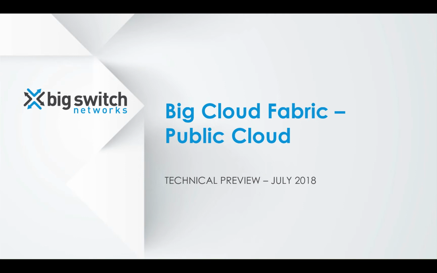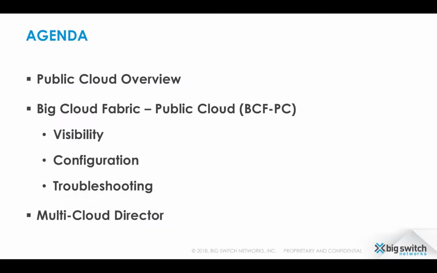Welcome to this preview of Big Cloud Fabric for Public Clouds by Big Switch Networks. We'll start with a brief overview of cloud networking before jumping into a demonstration of BCF Public Cloud's visibility, configuration, and troubleshooting capabilities. For BCF Enterprise Cloud users familiar with BCF workflows, BCF Public Cloud provides operational consistency with AWS. We'll close with a look at Big Switch's new Multi-Cloud Director.